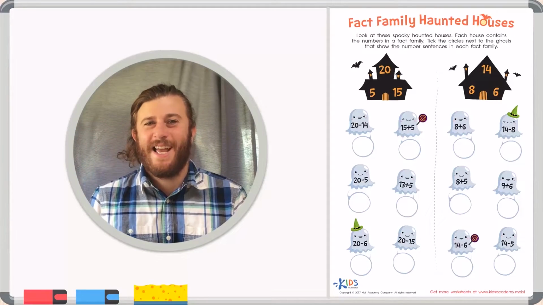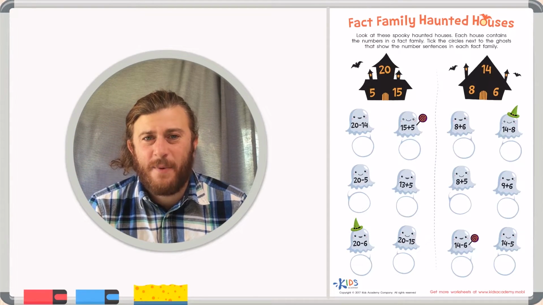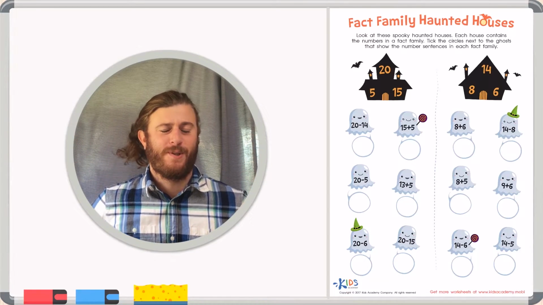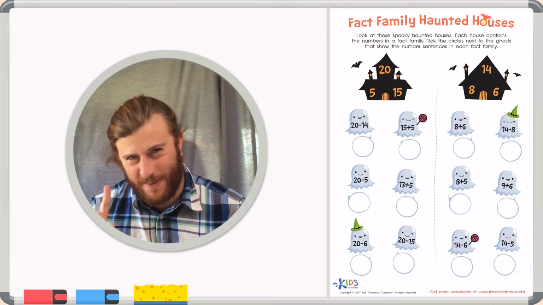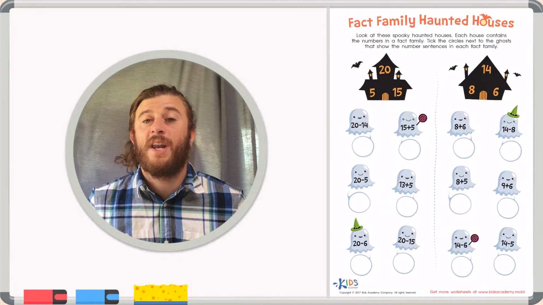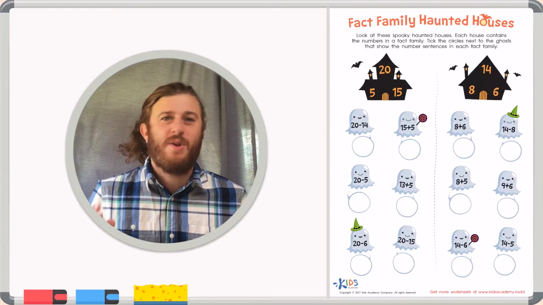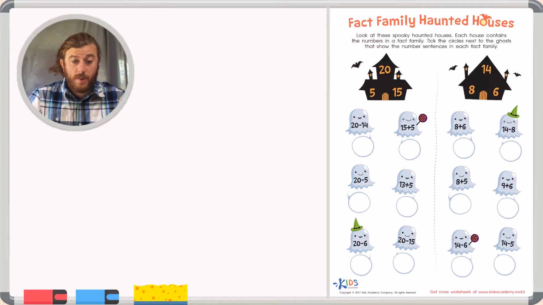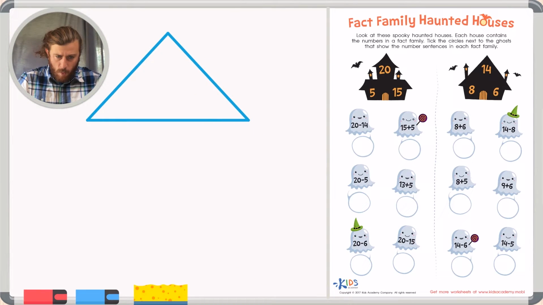Hello, boys and girls. It's Teacher Mike here again, and today we're going to be looking at some fact families in haunted houses. Now, fact families don't have to be that scary if you understand how they work. So let's take a look at a really nice, easy example, and then use what we've learned to answer the questions on the worksheet. So in this example fact family, we're going to have the numbers 10, 7, and 3.